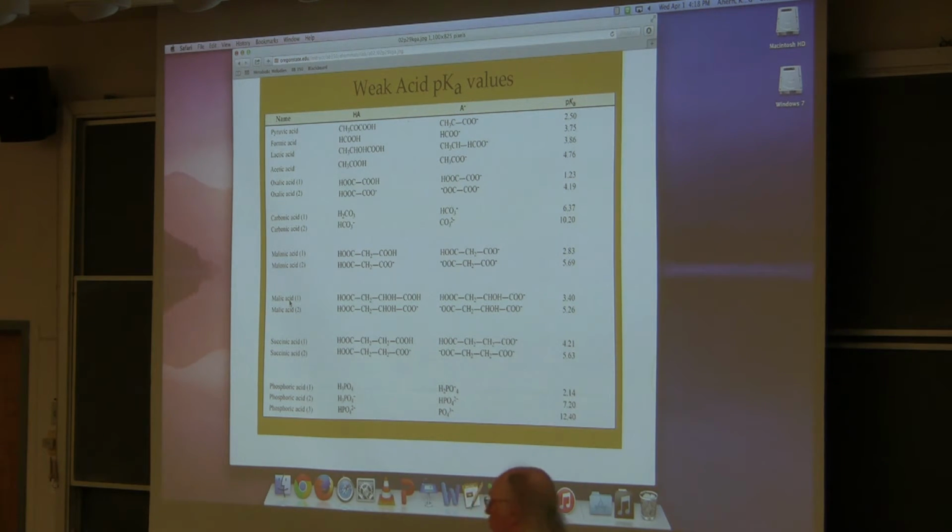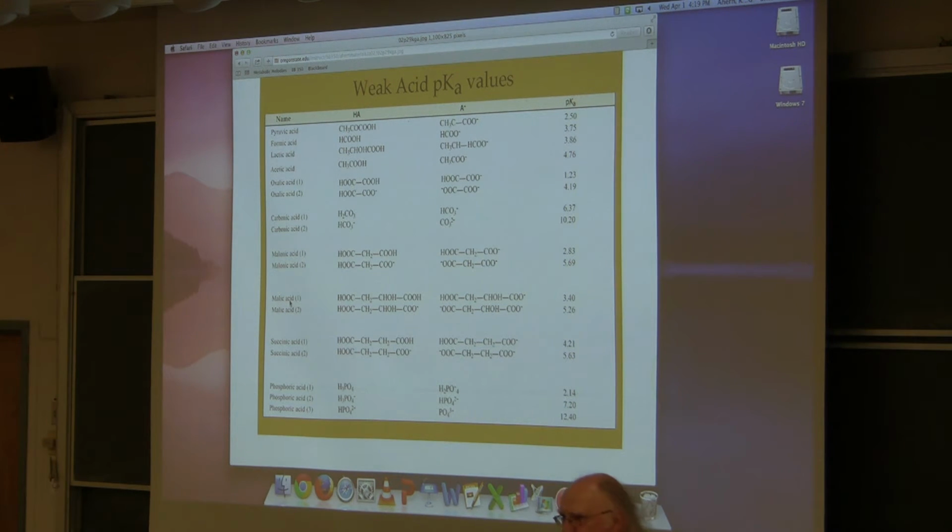If I told you to go draw a titration curve for pyruvic acid, the first thing you would say is, well, what's the pKa? I'd say it's 2.5, and you'd say, okay, I know that. It's very, very simple. If you guys learn that, I'm very happy. Now, because you know that, you can do additional things.